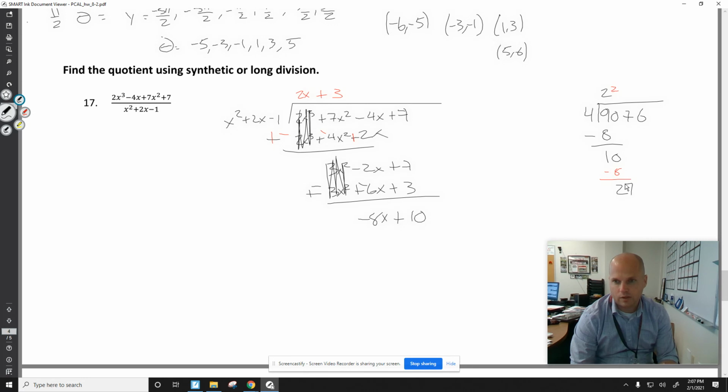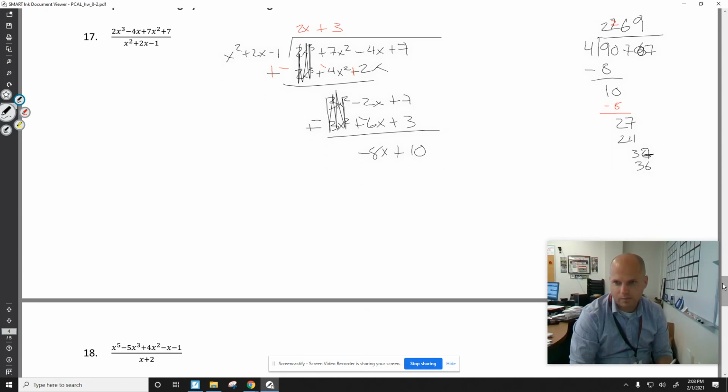Bring down the 7. 4 goes into 27 6 times. 24, bring down the 6. Never mind. It doesn't have a remainder. Let's change that to 7. Okay, so this is 37. We go into it 9 times. So subtract, that becomes a 1. There's a remainder. There ends up being 1/4 left over.